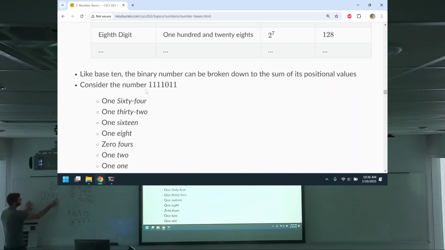What's 10 to the 0? It's 1. 10 to the 1 is 10. 10 to the 2 is 100. It always works like that. It's the same. If it feels like I'm beating a dead horse, good, that means you get it. But I want to make sure you really get this. It's the same.